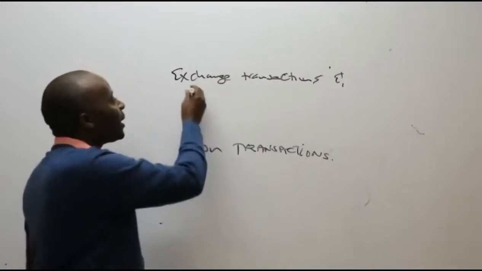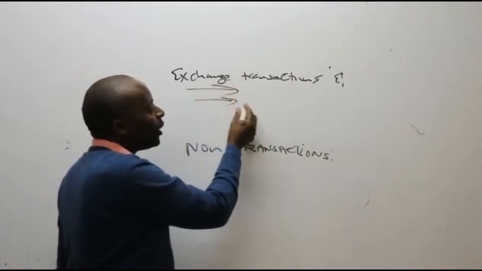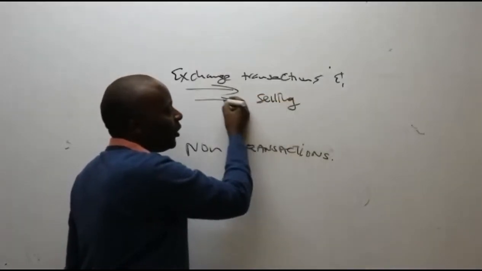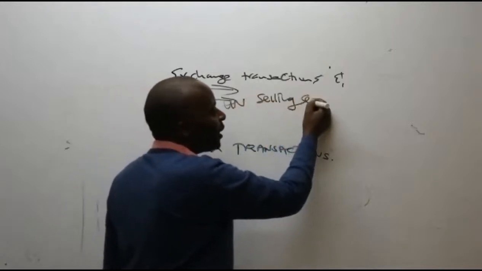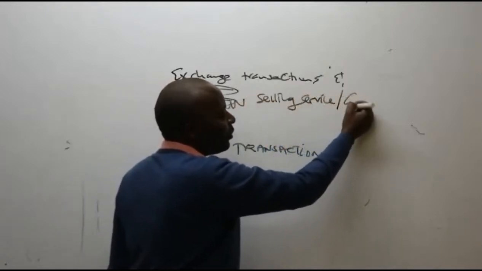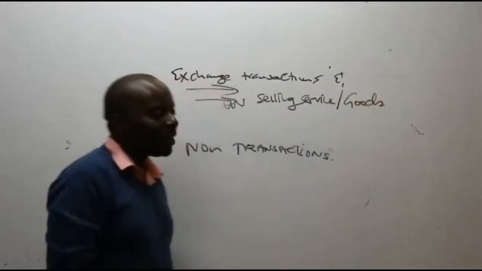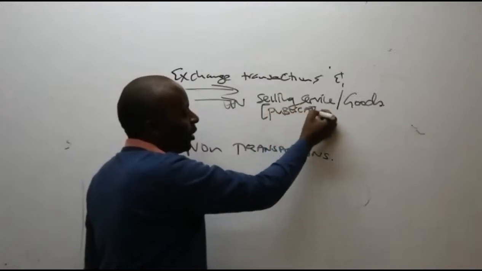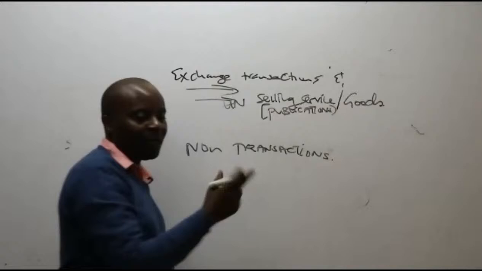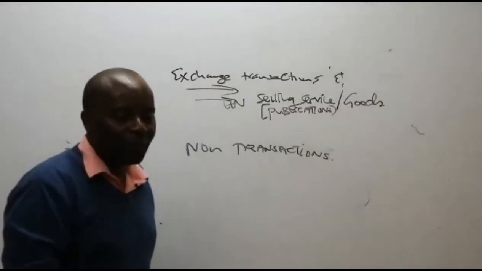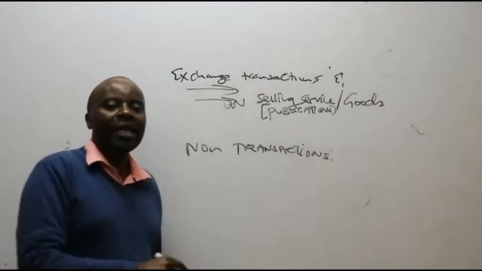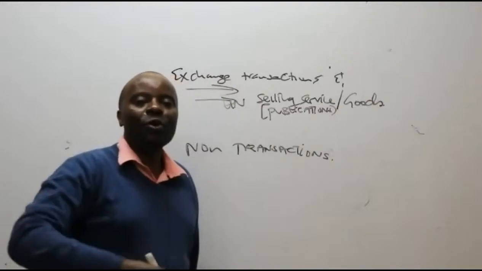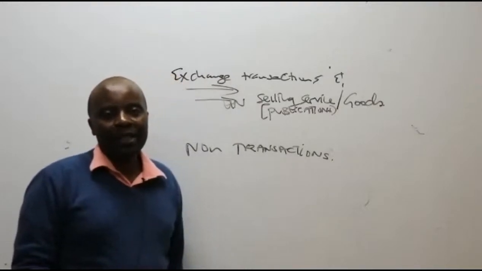So, ladies and gentlemen, exchange transactions, of course, are transactions where you are selling a service. Yes, you are the UN, but you could be selling some service, or you are selling, in this case here, some goods. For example, the UN is very much known for selling some publications. So when you sell these publications, items that you have authored, and then you receive money, automatically that revenue is an exchange transaction revenue because you have given out something, right?